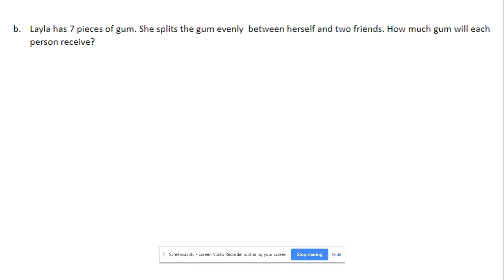Let's do the same thing with Layla and 7 pieces of gum. So Layla has 7 pieces of gum. She splits the gum evenly between herself and 2 friends. Herself and 2 friends. That means that's 3 people total. How much gum will each person get?